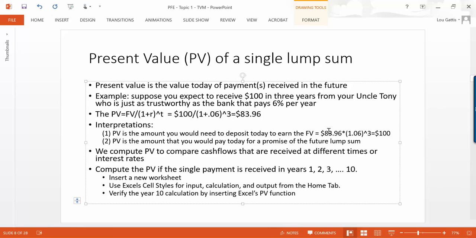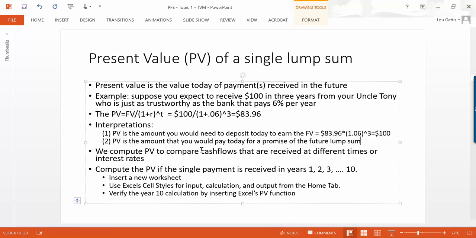So that's one interpretation. The other one is, well, how much would you pay for Uncle Tony's promise to give you $100 in 3 years, if you think Uncle Tony has the same risk as a bank that provides you 6% return? Well, then you'd say, I'd pay $83.96 for a promise of $100 in 3 years. That's another concept of present value.